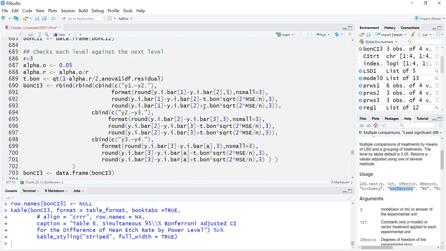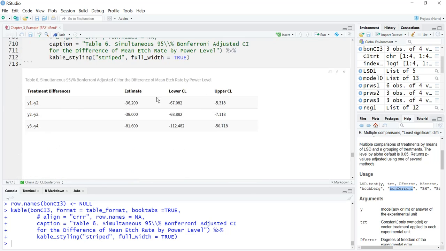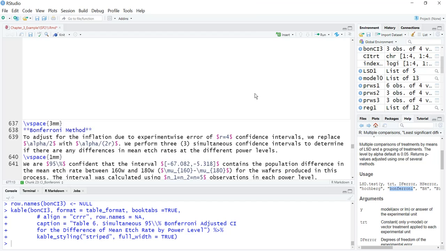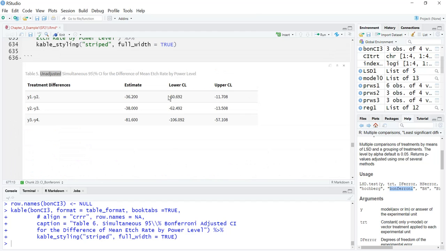So we'll run this chunk, and again, I've put it in a nice table, simultaneous 95% Bonferroni adjusted. That tells me the method, not just that I adjusted for the experiment-wise error, but that I used the Bonferroni method. Okay, and we see that there's 3 confidence intervals, and none of them contain 0. What I would like to point out is that you see this interval, it goes from -67 to -5. This one is -60 to -11. So this is a smaller confidence interval, and in this case it's further away from 0.